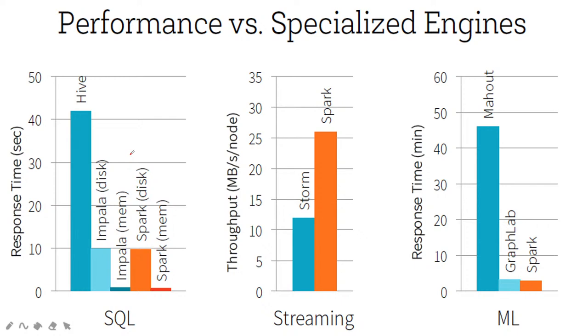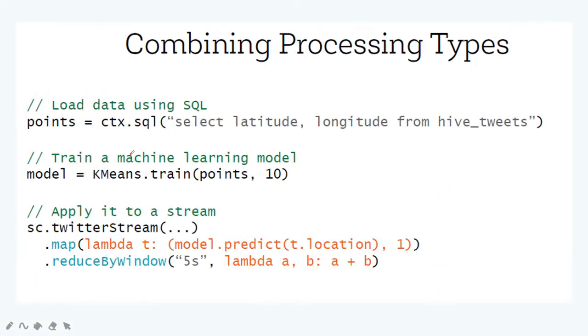And then ML libraries. We can even use the scikit-learn package, but here they are using Mahout, GraphLab, and Spark. Compared to these, Spark is one of the most important, taking the response time very quickly. So this is performance and specialized engines. And here we also have combining process types, that is, you can combine processes like different phases using the pipeline method. I will tell you about how the pipeline method works.